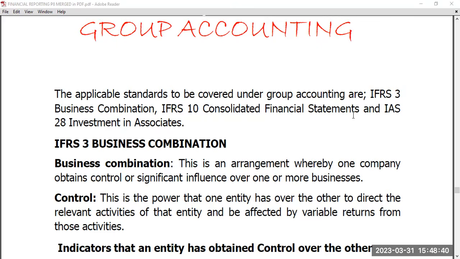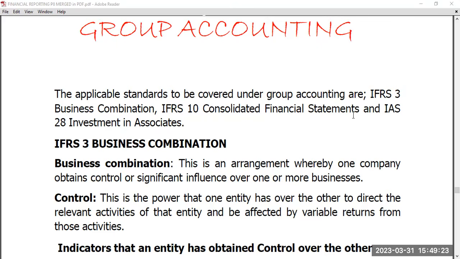But since we are going to be concentrating on financial reporting, that is level 2, we are going to look at those areas that are going to be examined as far as group accounting for level 2 financial reporting is concerned. Basically, what we are going to look at now is an overview of what is covered under group accounting that is relevant for us students who are doing level 2 financial reporting.